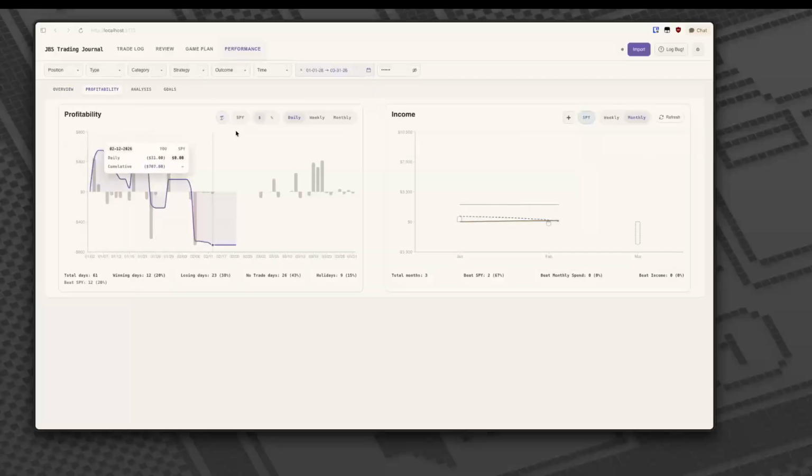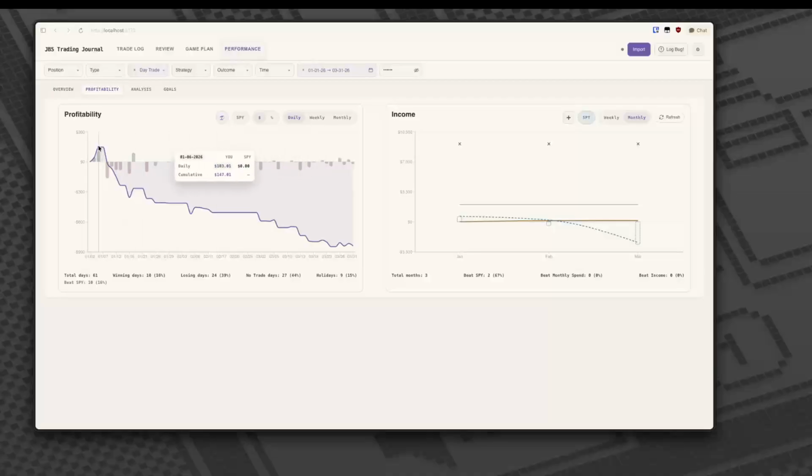If I go to profitability here and look at day trades during this time period, you can see it's just a steady bleed lower for the most part, as I was getting rid of profits. But it was not a huge amount of money. I was trading like 10 shares, just a small amount, because I wanted to get that win rate and consistency up.